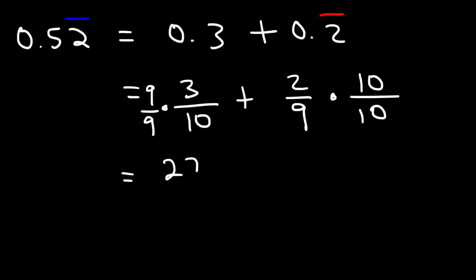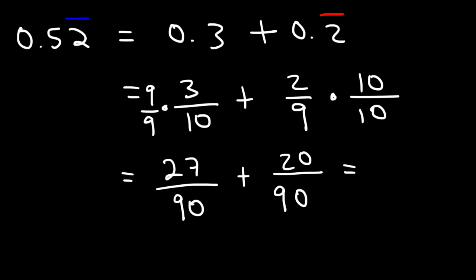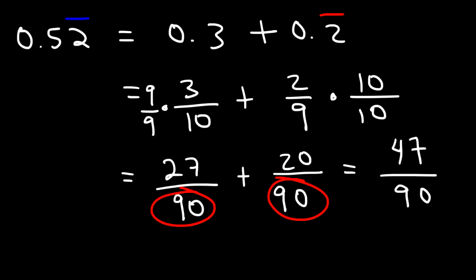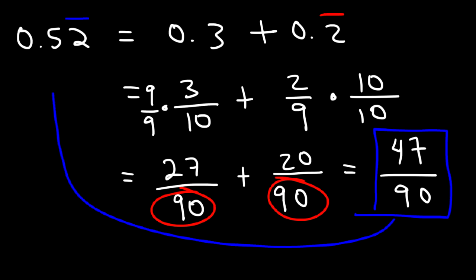9 times 3 is 27. 9 times 10 is 90. 2 times 10 is 20. 9 times 10 is 90 as well. So now that these numbers are the same, I can add 27 and 20, which gives me 47. And so this is the answer. It's 47 over 90. So that's 0.52 repeating.